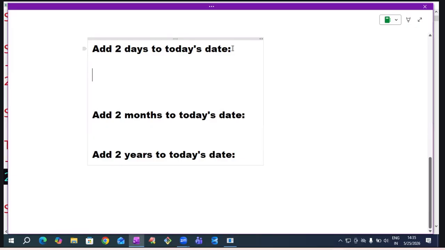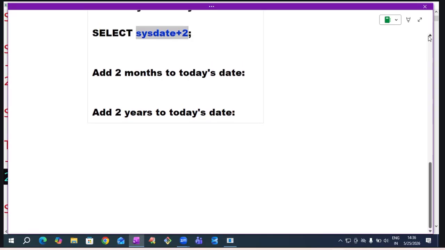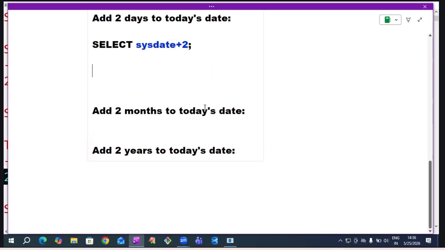Listen. Select to get today's date, sys date. We want to add 2 days. So write like this, plus 2. Sys date plus 2. After 2 days date we get. So today is 25th May. After 2 days, 27 May. We get output as 27 May 26. This we get.